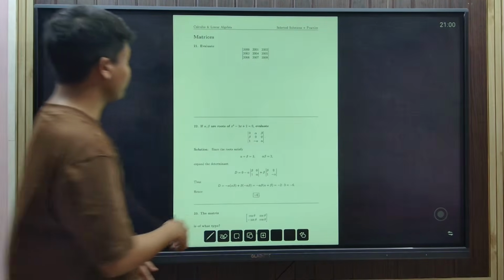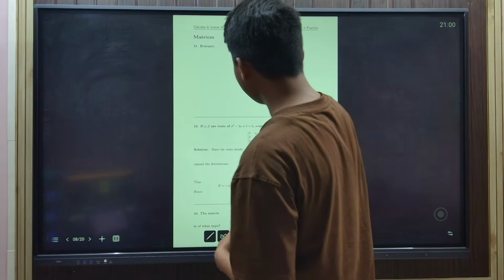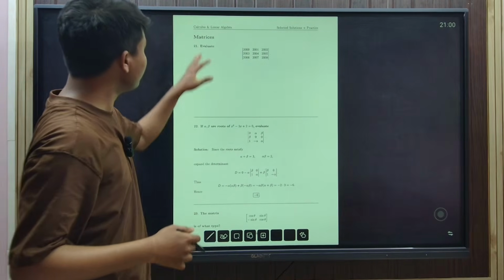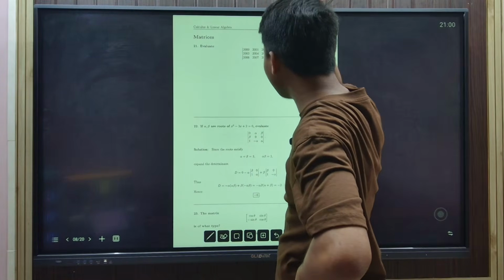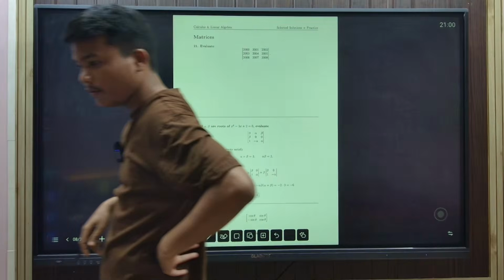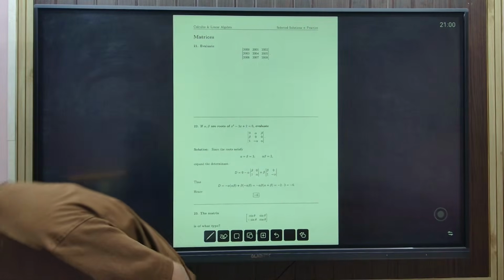Now next problem. Now we come into the linear algebra part. So evaluate the determinant. How do we find the matrix determinant? How do we find the determinant of this function? This is an easy one. This is class 12 level determinant. What is the value of the determinant?